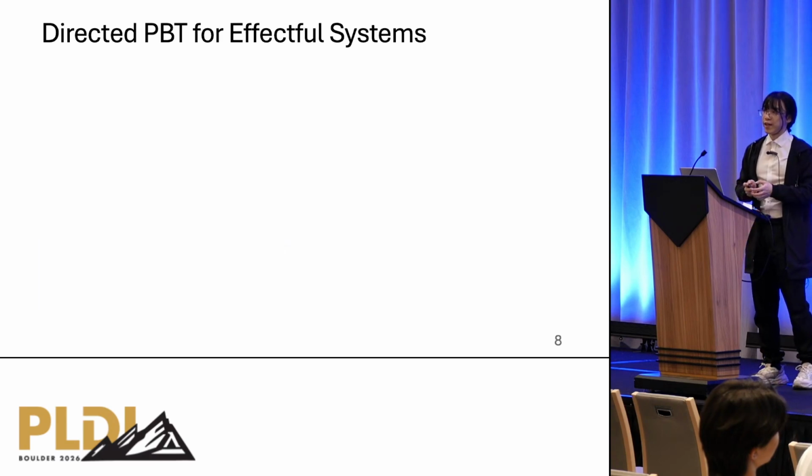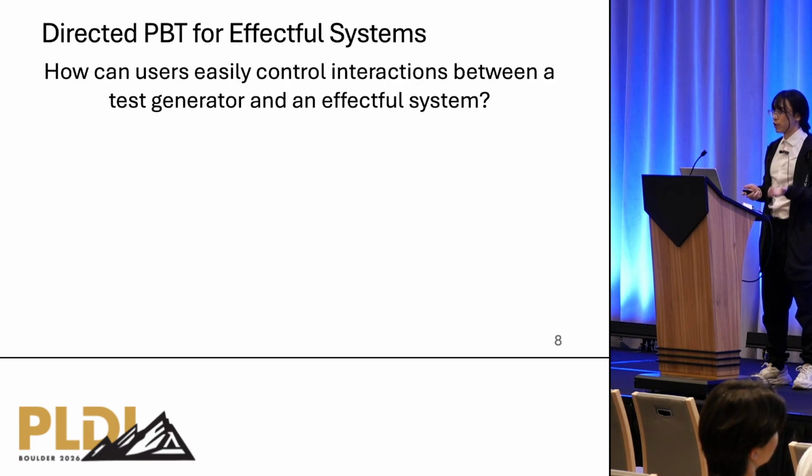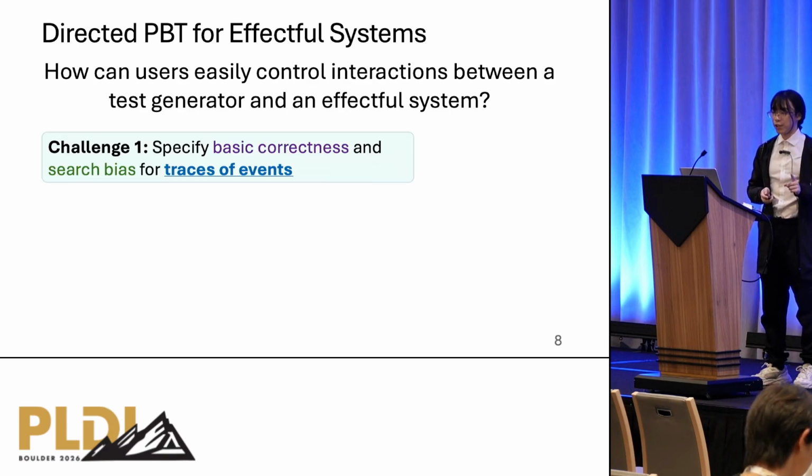So the question is, how can we do this directly with property-based testing? Or more concretely, how can users easily control this kind of interaction? The first challenge is that people need to specify basic correctness and search bias for the trace of events, not the data type.